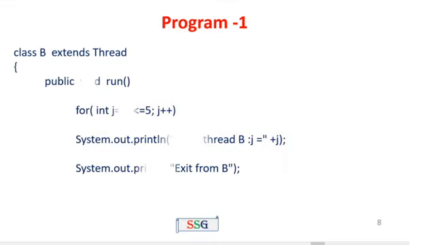Next, second, I am going to create the second thread, class B extends Thread. Class B also contains one run method. In that run method, we declare the variable for (int j = 1; j <= 5; j++), then print all the j values from 1 to 5 and "exit from B". That means this is the second thread. So we already have one more thread, thread A.